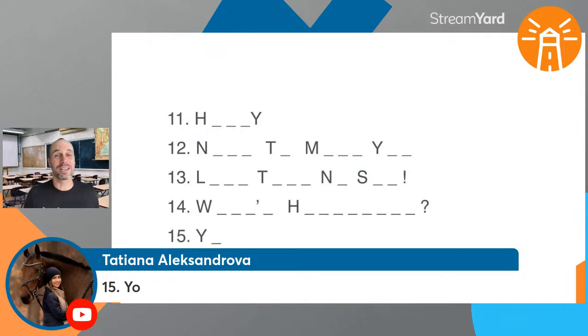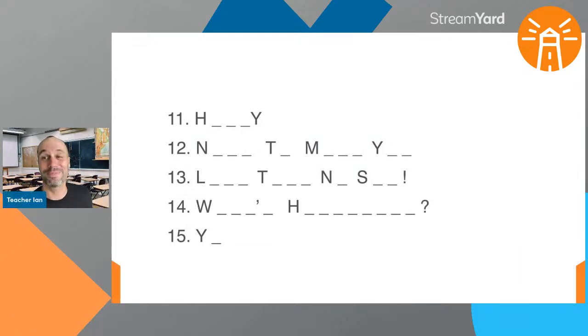And the last one, very good, Tatiana, is just yo. We would probably use this with our good friends. Only with our good friends or maybe family members. Yo. It's kind of slang. It just means hi, hello, but you're not going to say it to your boss, right? You're not going to say, yo, boss, what's happening, right? So this would only be for close friends, coworkers, somebody that you know really, really well.